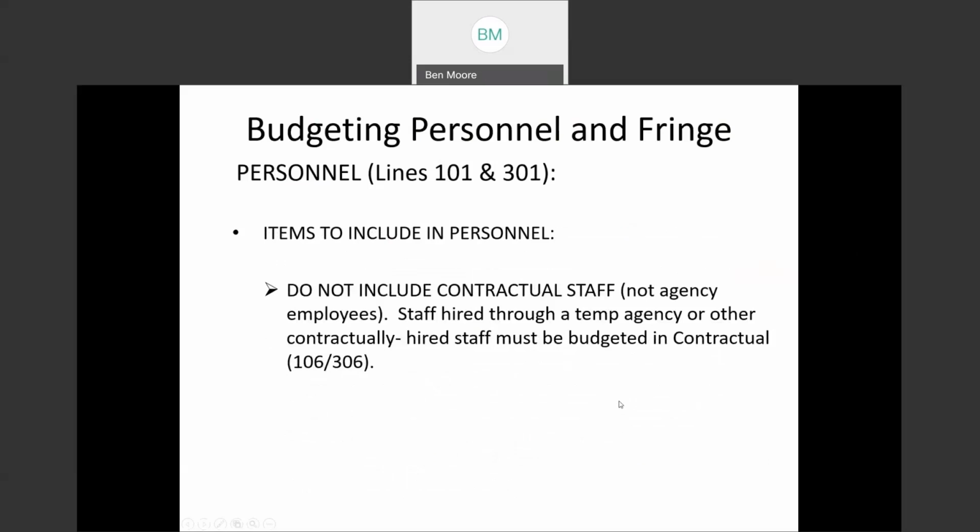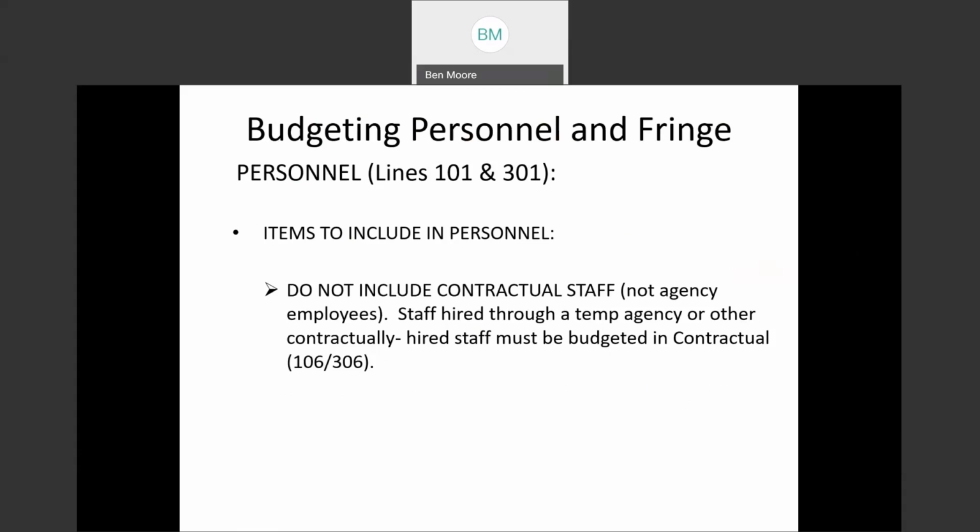As far as the general items to include in the personnel budget category, you essentially would add all the staff who are being charged to this grant, but one note is that you do not include contractual staff. Anyone who's not an agency employee would not be listed here. So if you have temporary staff or you hire staff through a temporary agency and you pay the temporary agency, they would not be listed under personnel. They would be budgeted in the contractual categories.